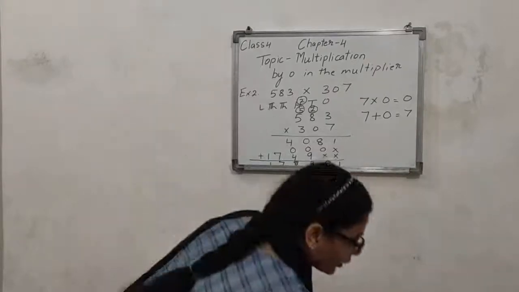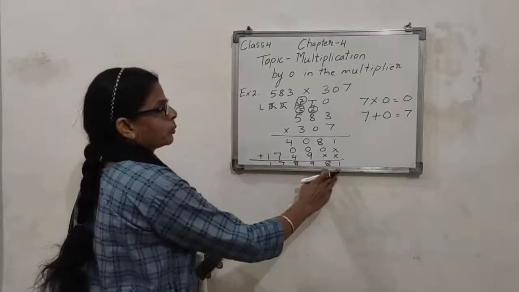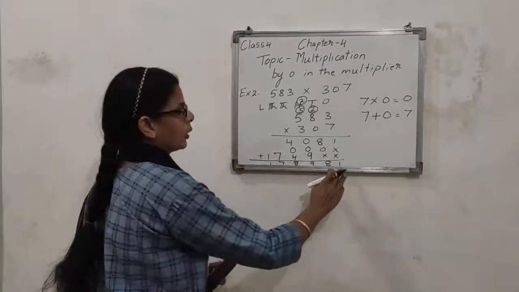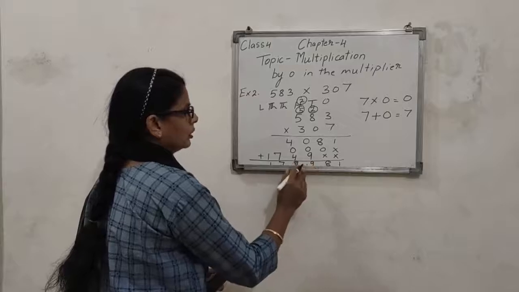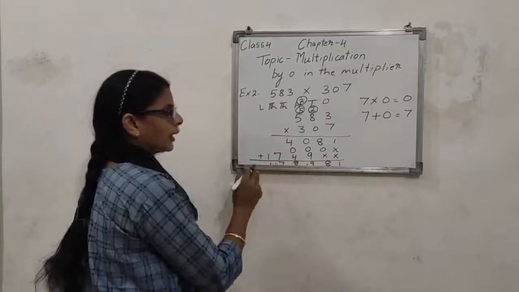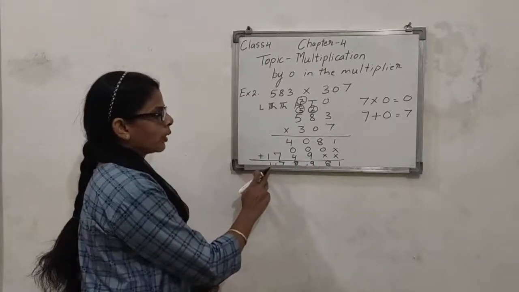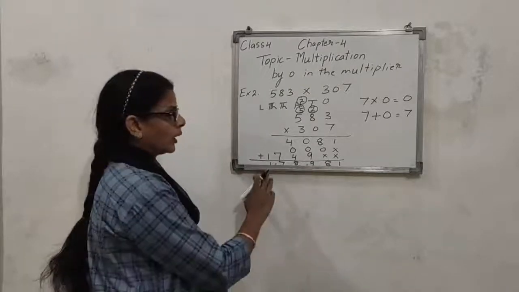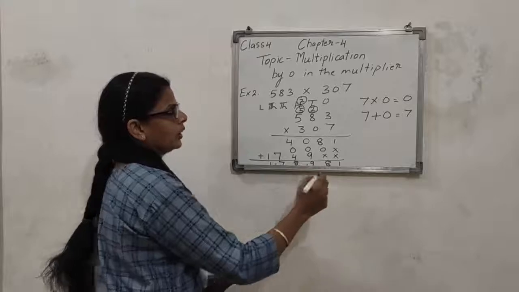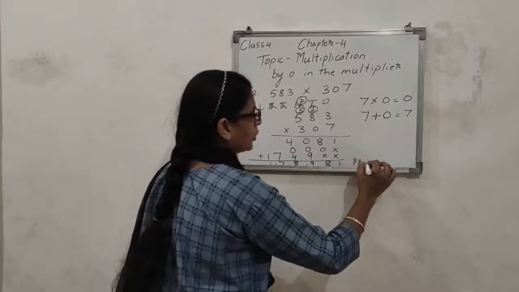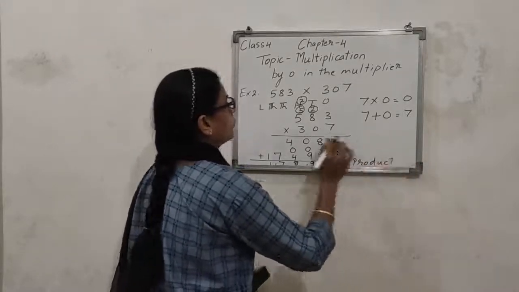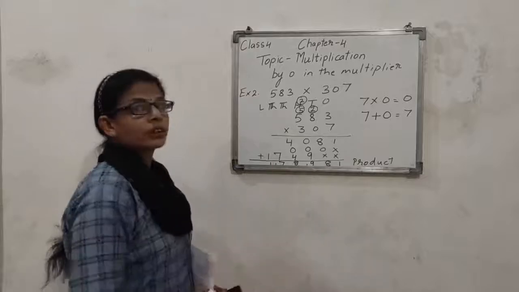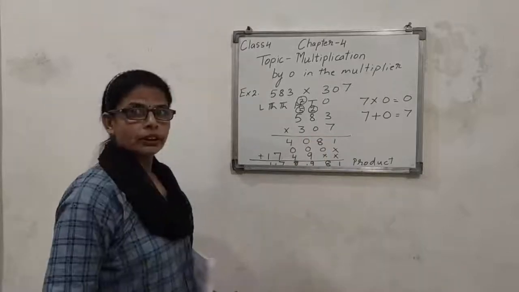Clear? So put the commas according to the places. Ones, tens, 100, 1000, 10,000 and lakh. So the product is 1,78,981. 1,78,981 is the product when we multiply 583 by 307.